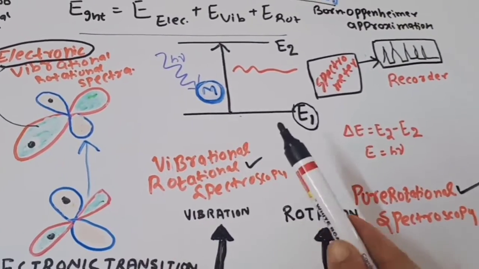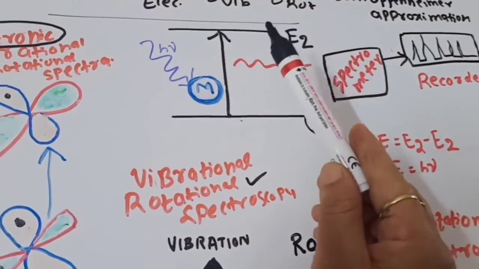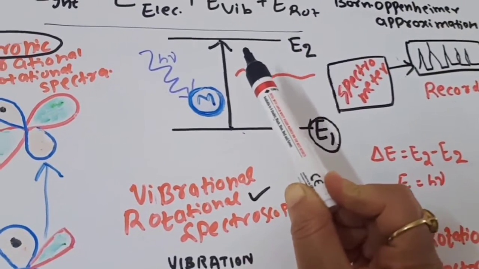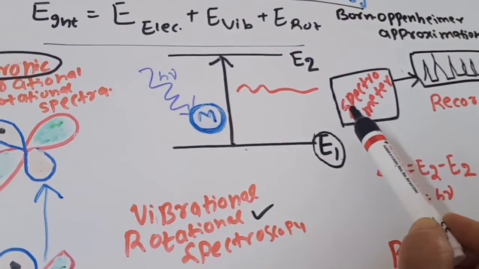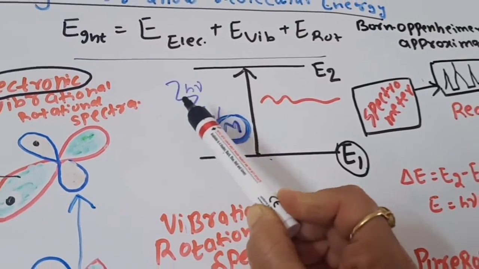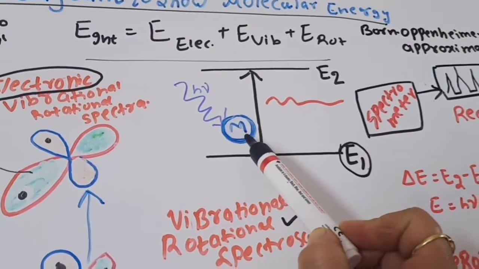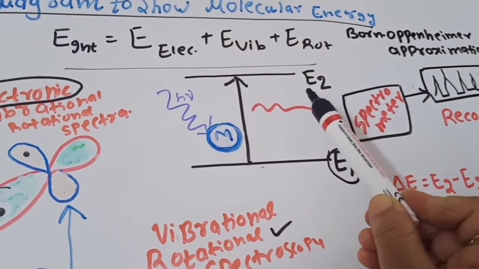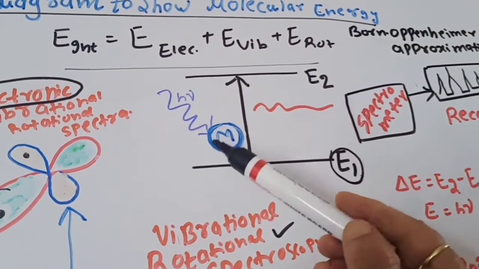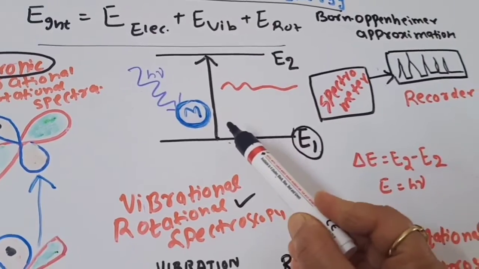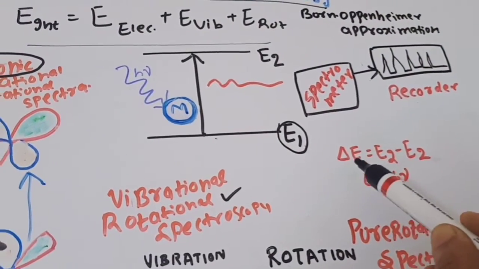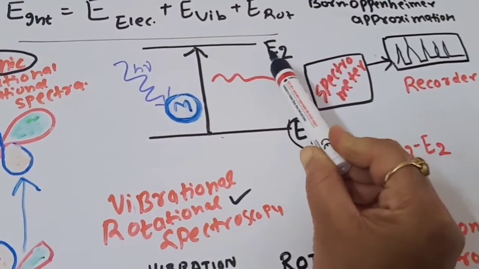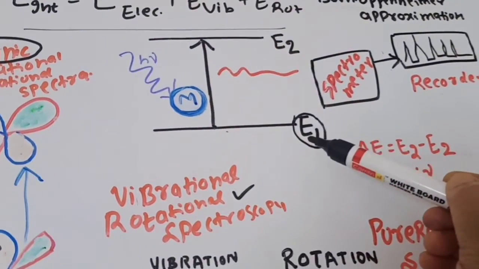electronic level. So how much energy, how much wavelength is absorbed, that will be studied with the help of our spectrophotometer. Means when the electromagnetic radiations fall on this sample, it will jump from the ground energy state to the excited energy state and it will absorb a certain frequency of radiation which will be equal to the delta E. Means that is the difference between our excited energy state and the ground energy state.